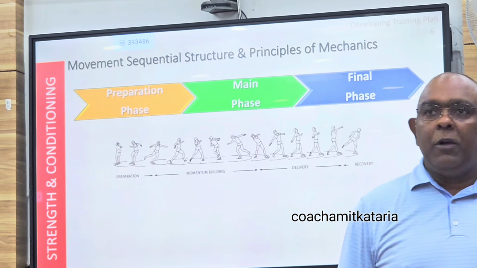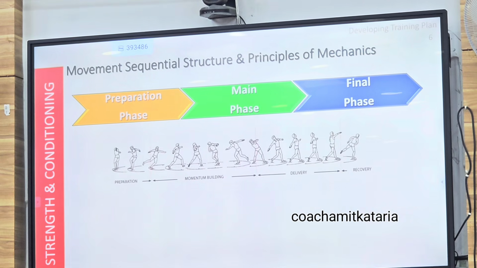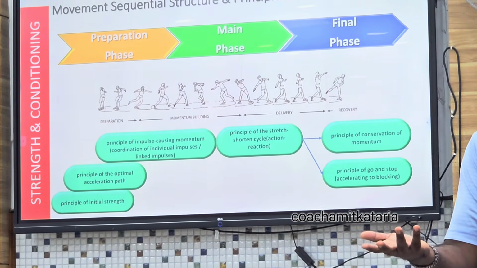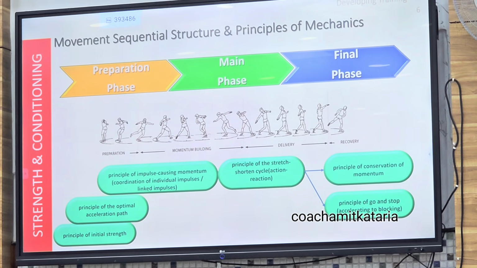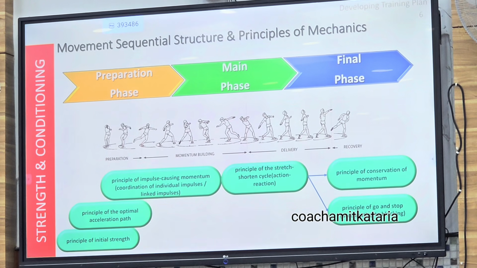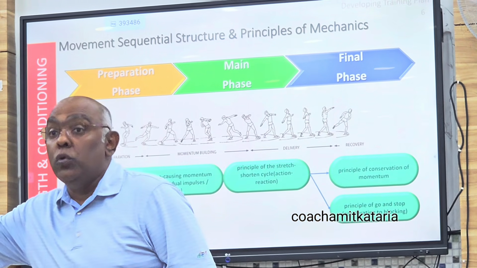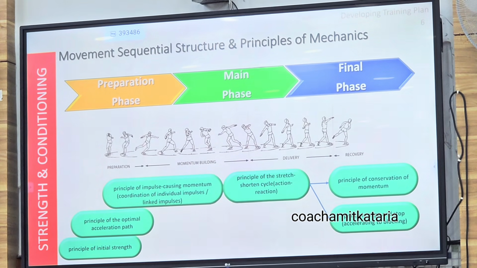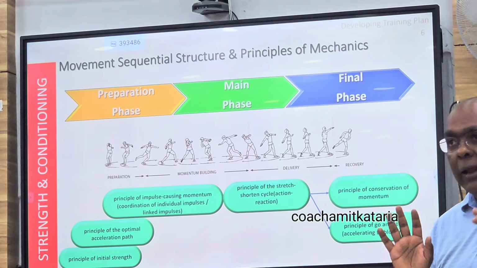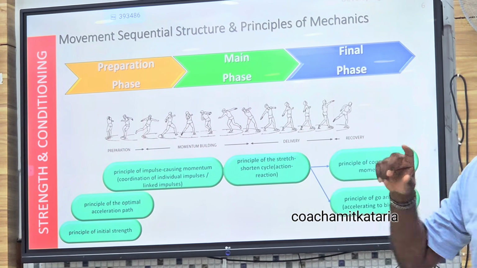We have to understand that because in this movement there will be a lot of what we call movement principles. What happens? Initially, there's the principle of initial strength. Then you have the principle of optimal acceleration path. Then the body moves from zero, starts accelerating, is generating speed already, and you need to continue. So you reach what we call optimal impulse causing momentum, followed by the short stretch shortening cycle, more reactive.